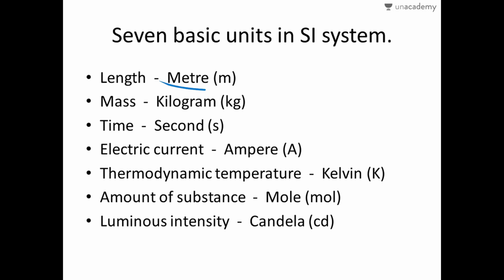Now coming to the basic units in the SI system, there are 7 which are length, the unit is meter and it is denoted as small m; mass, the unit is kilogram and it is denoted as kg; time, the unit is second and is denoted as small s; electric current, the unit is ampere and denoted as capital A; thermodynamic temperature, the unit is Kelvin and is denoted as capital K; amount of substance, the unit is mole and is denoted as mol; luminous intensity, the unit is candela and is denoted as cd.